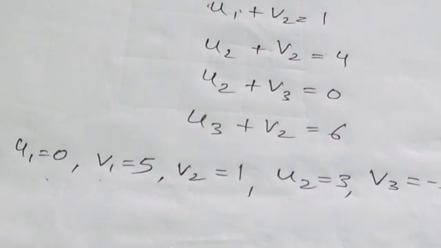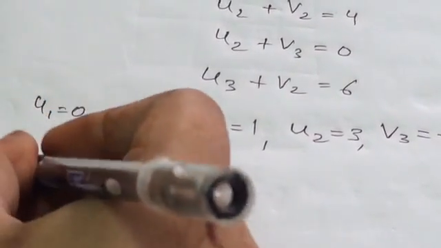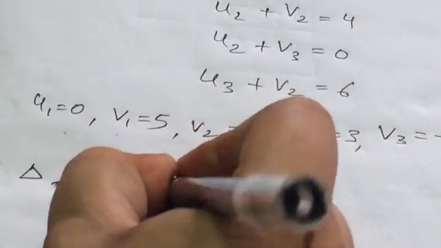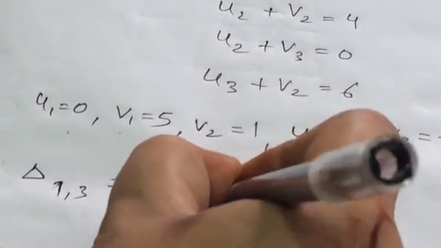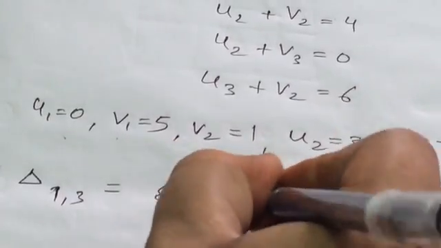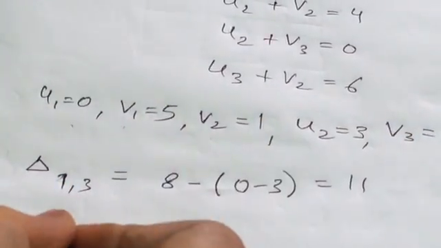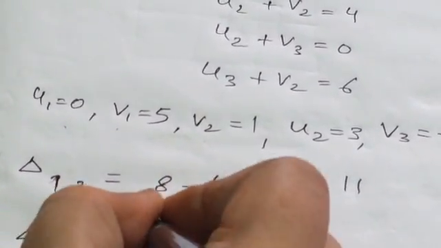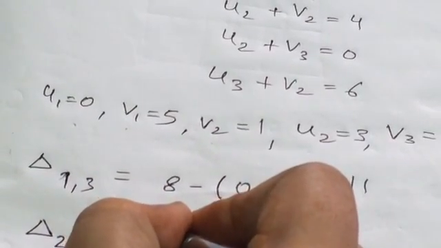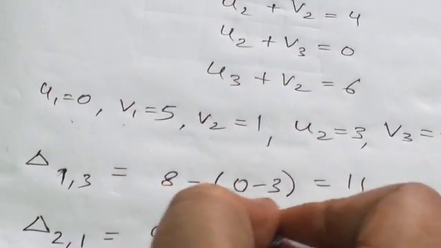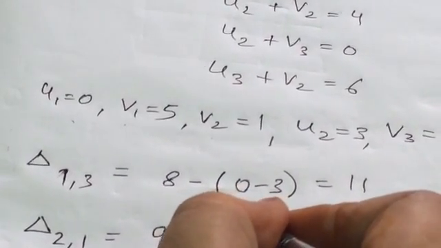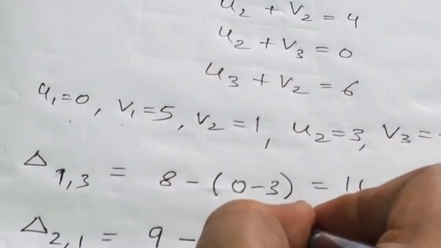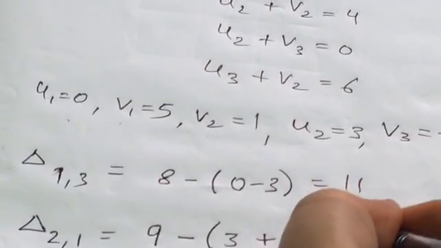Now we will calculate opportunity cost for unoccupied cells. What is this? Del 1 comma 3 will be cost of that cell 8 minus u1 plus v3. u1 plus v3 is 0 minus 3, that is 11. Now del 2 comma 1, second row first column, the cost of that cell is 9 minus u2 plus v1, and u2 plus v1 is 3 plus 5, so it will become 1.